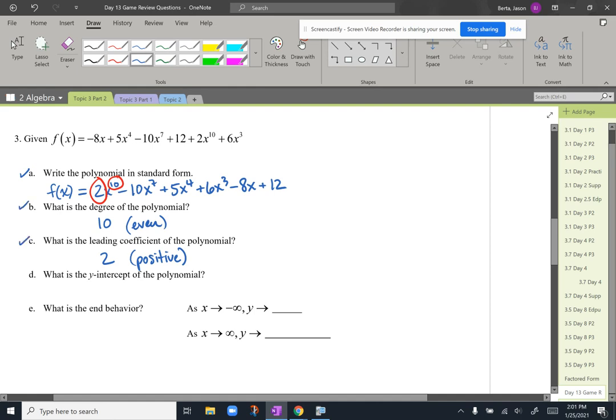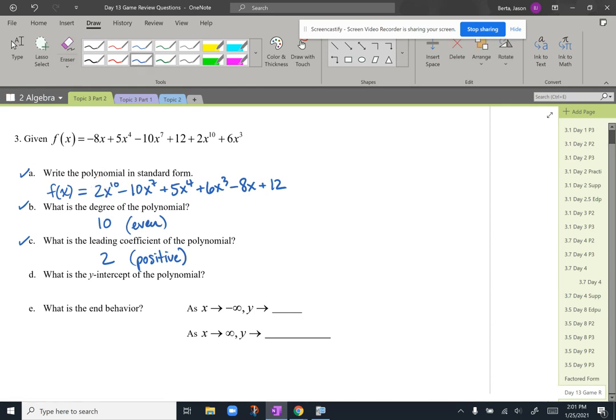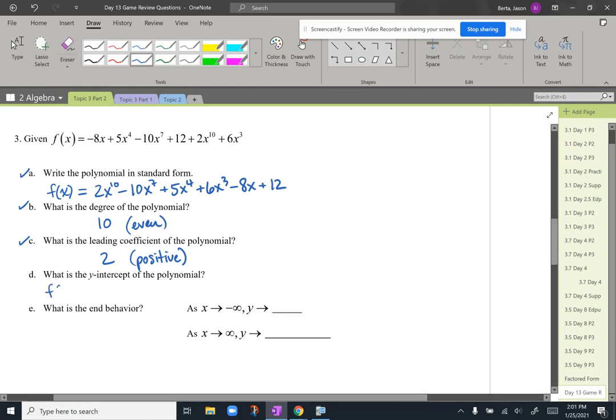What is the y-intercept of the polynomial? Well, the y-intercept, we find that by plugging in 0 for x. So f of 0 equals, and I'm just going to plug in 0 for x. I see that every term, if I plug in a 0 for x here, that term becomes 0. Same here. Same with all of the terms with x in them. Those all become 0, and what I'm left with is 12. So the y-intercept, it's a point. We're going to use an ordered pair, 0, 12.